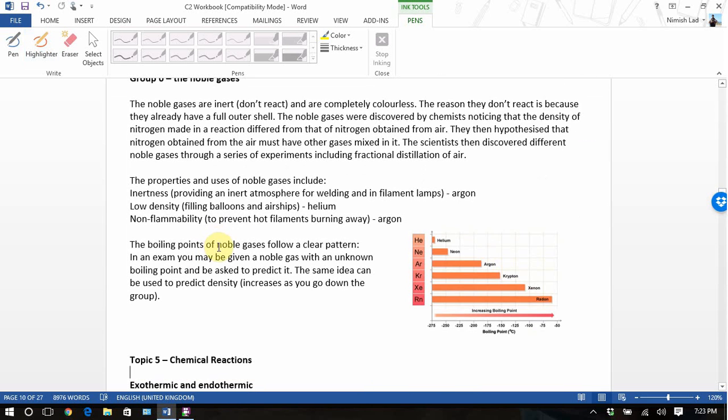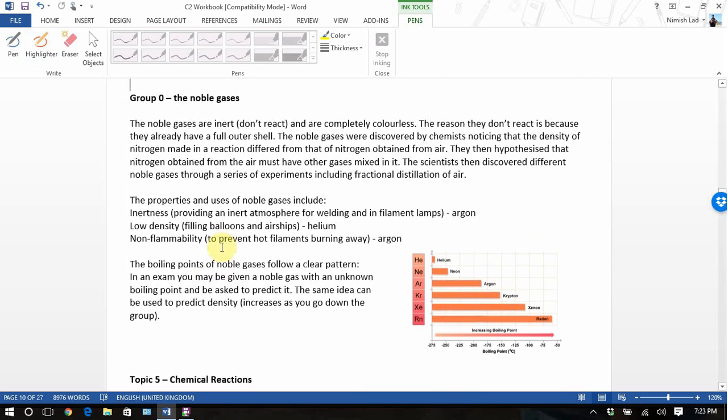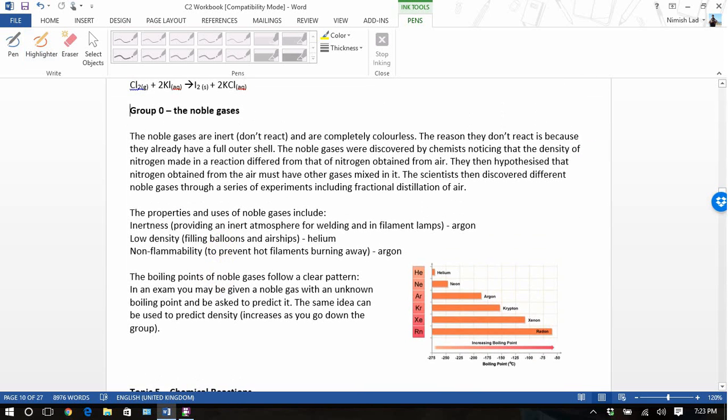Noble gases, which is the final topic in topic 4. So noble gases are inert. In other words, they don't react. They're completely colourless. Okay. The reason they don't react is because they already have a full outer shell.